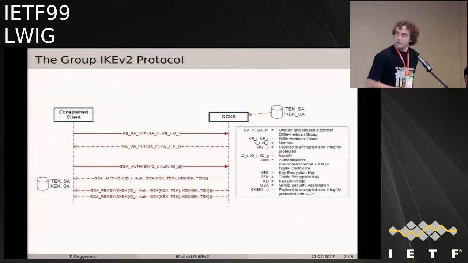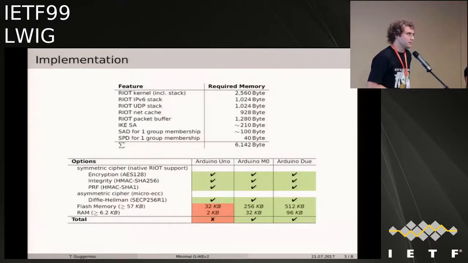We implemented this in RIOT. We figured out that we need around 6 kilobytes of memory to run this, including the ciphers to be stored for then actually securing group messages, for example with ESP or 802.15.4 or whatever. And we tested this on 3 different devices, which are 3 Arduinos. So it works on every M0 device, which has the ARM M0 in it.